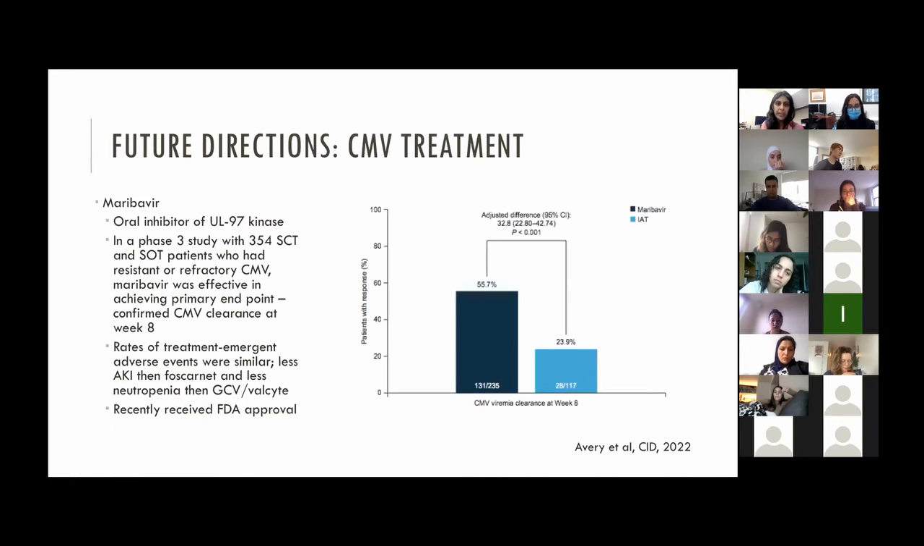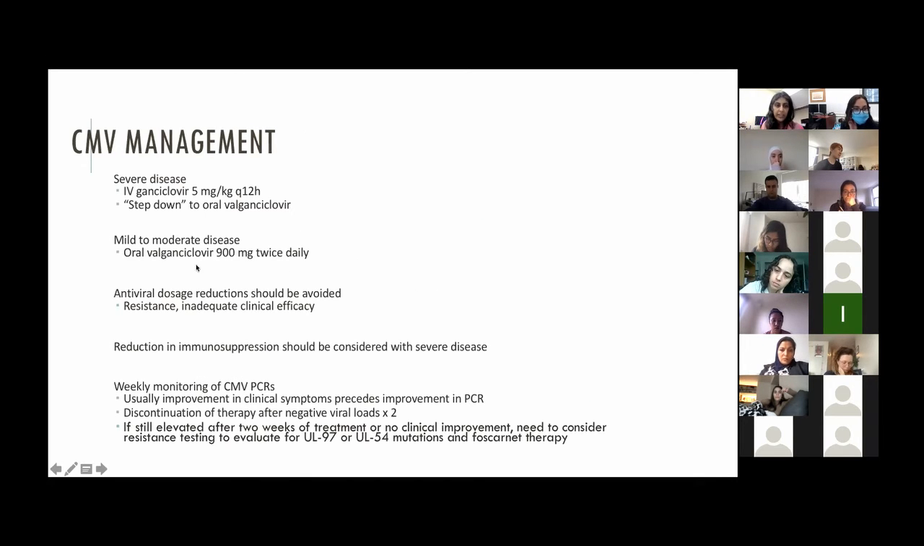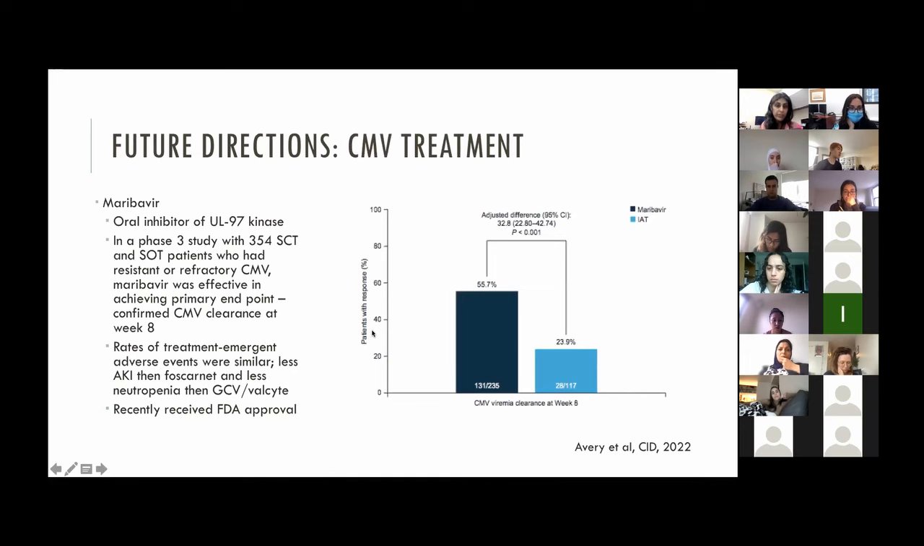Like foscarnet. The good news is with CMV, as I said, we have a couple of drugs. We have ganciclovir and valganciclovir. We have foscarnet, although foscarnet is associated with renal insufficiency. And more recently, as you may have heard in the news, this drug, maribavir, received FDA approval for management of resistant CMV. If you have a patient with resistant CMV, this drug can now be considered. This was a phase 3 study that looked at 354 stem cell and solid organ transplant patients who had resistant or refractory CMV. Maribavir was effective in achieving its primary endpoint, which was confirmed CMV clearance at week 8.